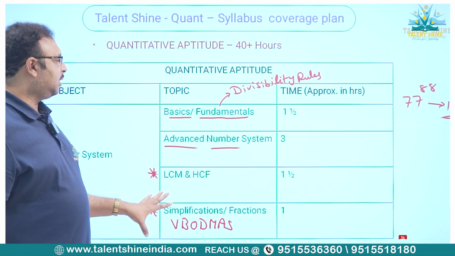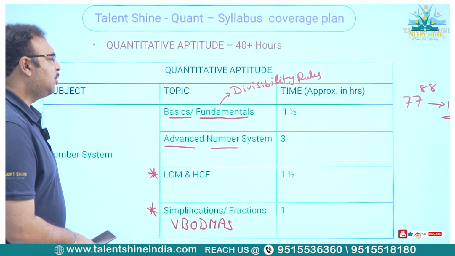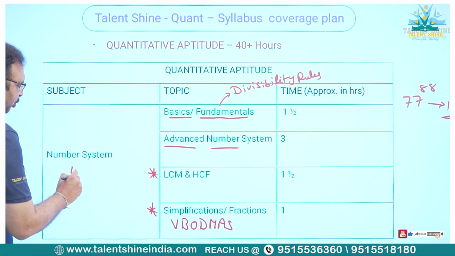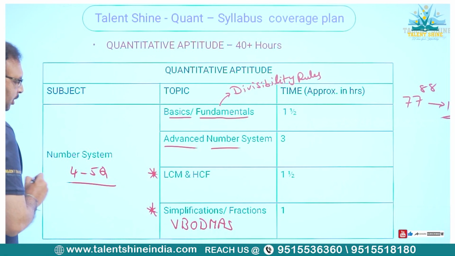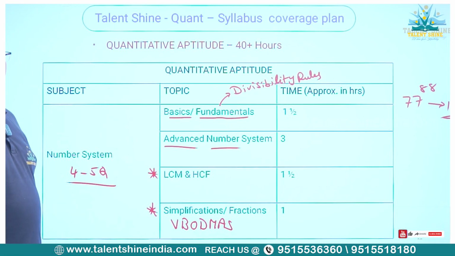So these are the topics in number system here. Overall in number system we can expect 4 to 5 questions out of 30 plus questions. 4 to 5 questions we can expect from number system.